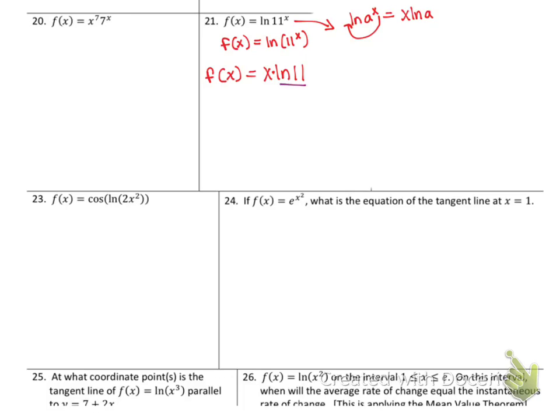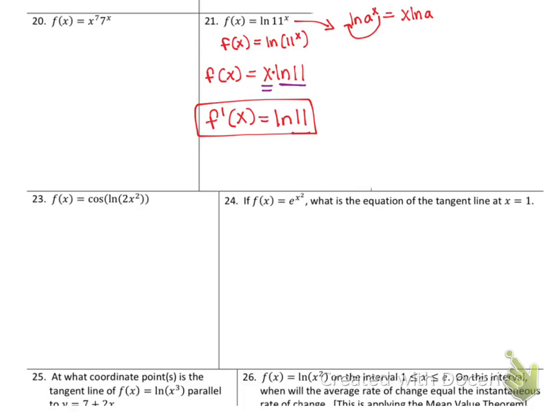Now I want you to think about this. Natural log of 11, that's just a number. So we have a number times x. How do we take the derivative of a number times x? Well, that would be like taking the derivative of 2x. The derivative of 2x is simply 2. So the derivative of natural log 11^x would simply be natural log 11, and that is your derivative. If you remember the property of exponents, this problem is actually pretty simple.